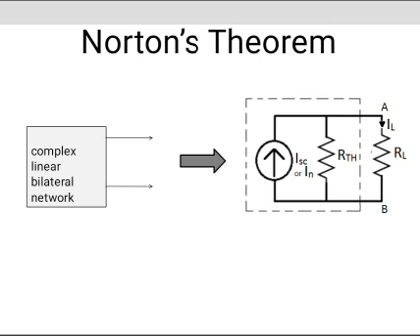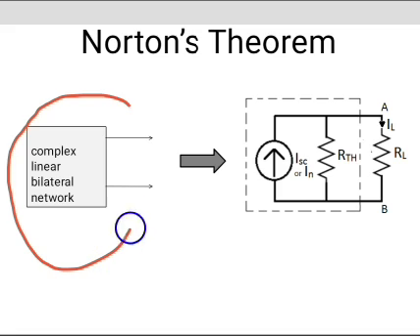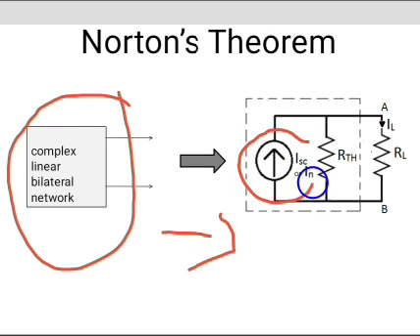That means it states that a complex linear bilateral network having active or passive elements with two terminals can be reduced into a simple circuit containing a current source of current ISC called short circuit current and resistance RTH called Norton's resistance connected in parallel with it.